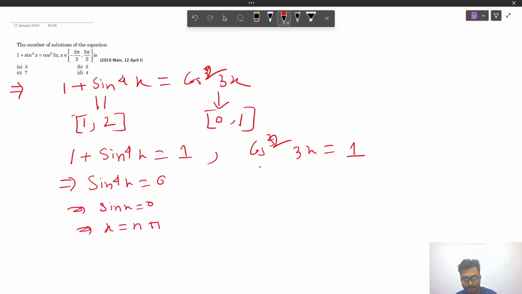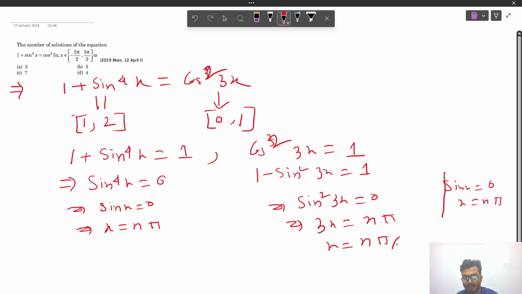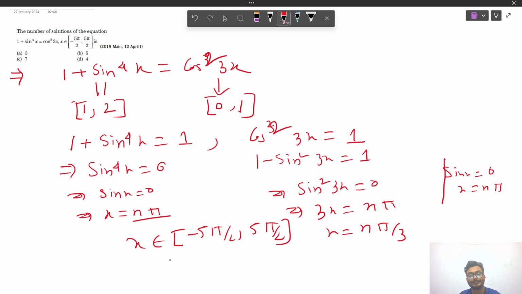Similarly from here, 1 minus sine square 3x equals 1, which implies that sine square 3x equals 0, which implies that 3x equals n pi. We know that if sine x equals 0 then x equals n pi, right? So x is n pi by 3. So what is the common region? The common region is this n pi. And x belongs to, here it is given, minus 5 pi by 2 to 5 pi by 2, right?